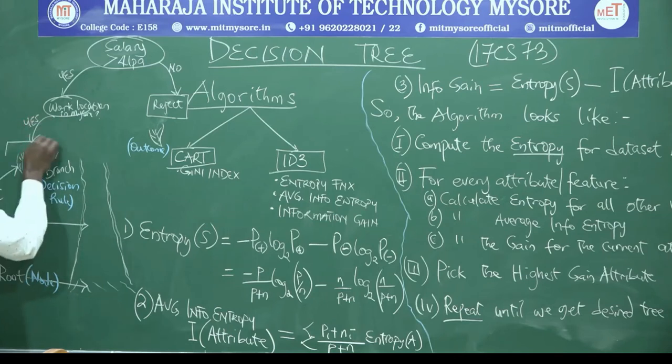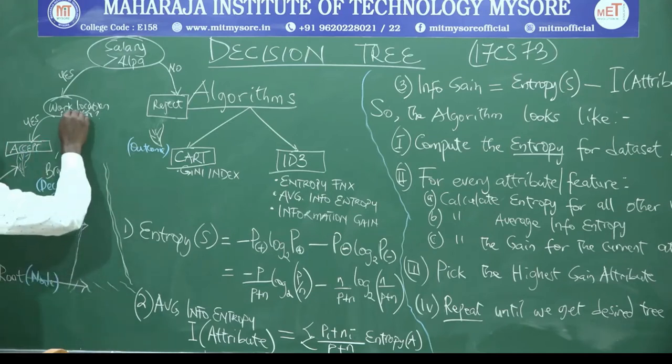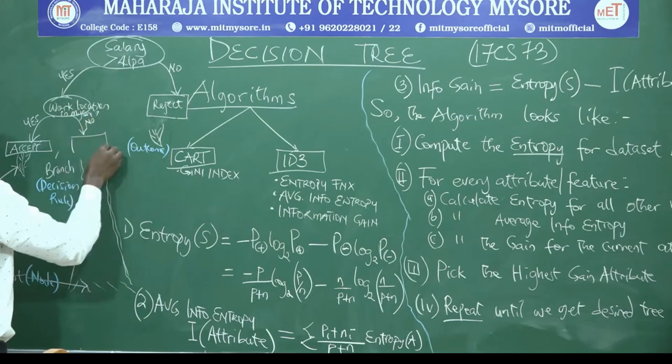If it's in Mysore, yes, I will accept the offer. See, again I've come to a pure leaf node, right? A possible outcome. So I will accept happily. So I've accepted the offer. Now this is again a pure leaf node, so I don't need any further division, right? So I will stop here. Otherwise I will reject the offer.